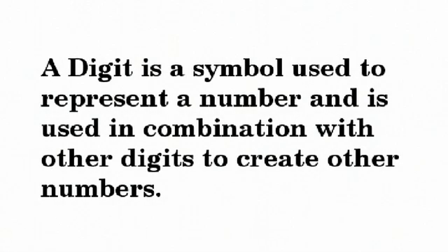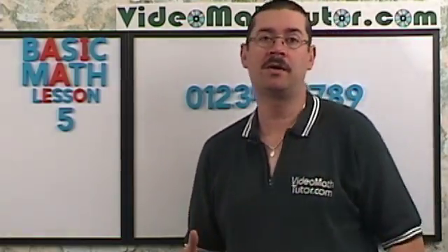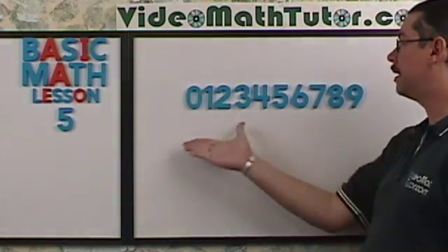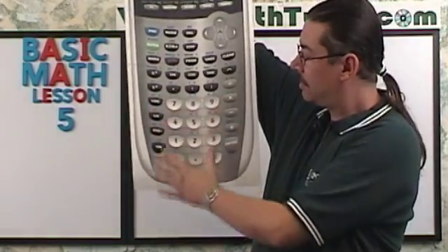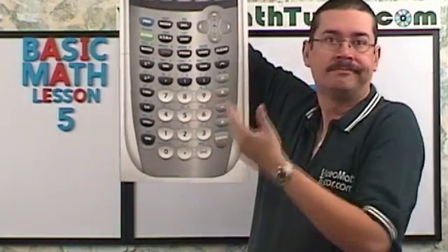A digit is a symbol used to represent a number and is used in combination with other digits to create other numbers. Now, the digits we're most familiar with are the Arabic numerals. They're right here. And a good way to remember them is that they're the number keys on the calculator.